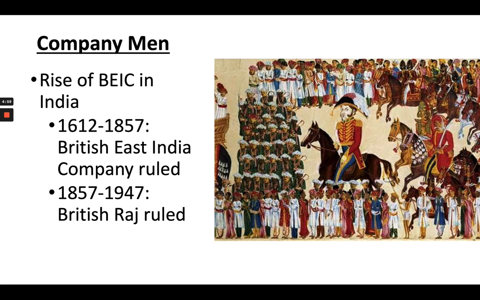So British rule in India is going to last for almost 300 years, right? So for the first two-thirds of it, it will be ruled by the British East India Company. And then for the last century, you will have the British Raj, so the British crown ruling. So let's understand this a little bit.